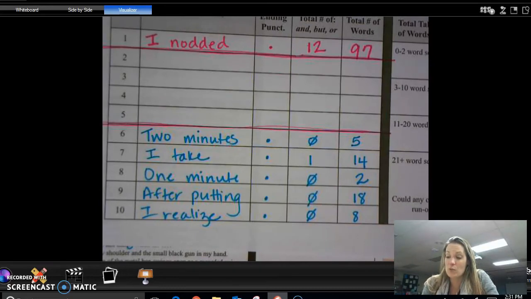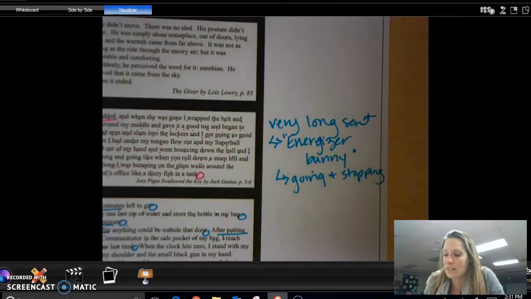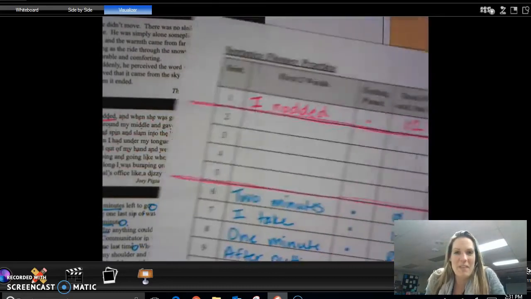If you have any questions, want help, if you're not sure what to do with something, your teachers have been doing this. We know how to do this. We will help you do this. And that's about it. Happy revising.